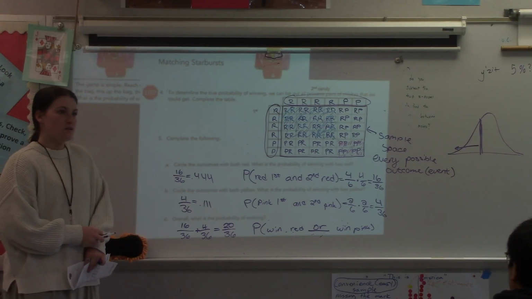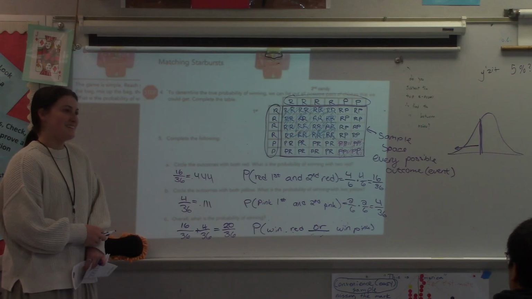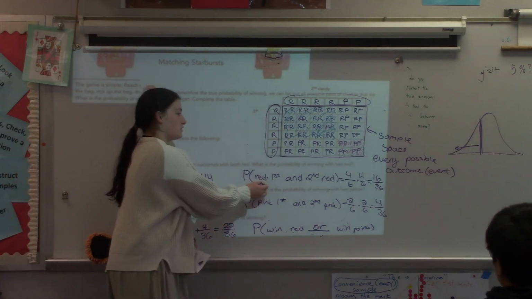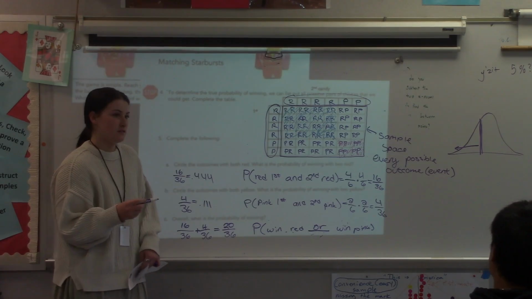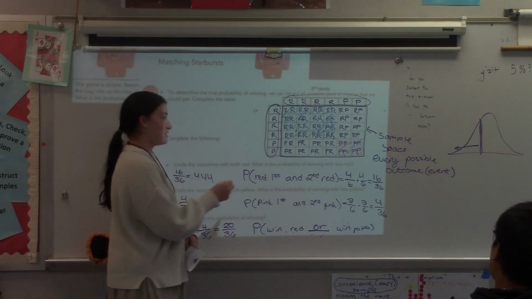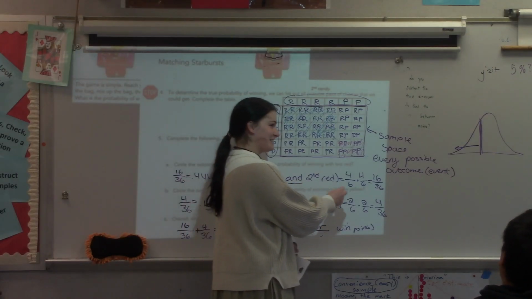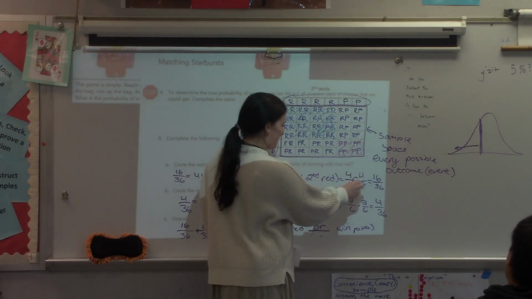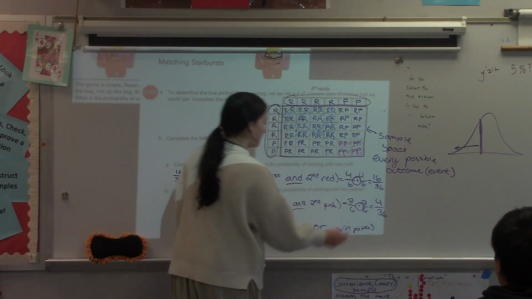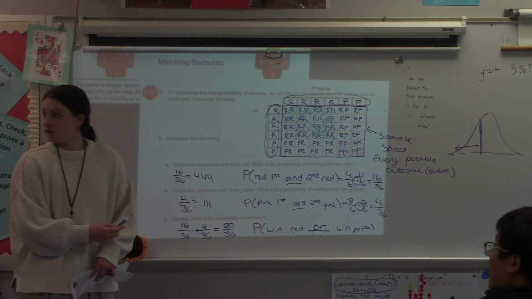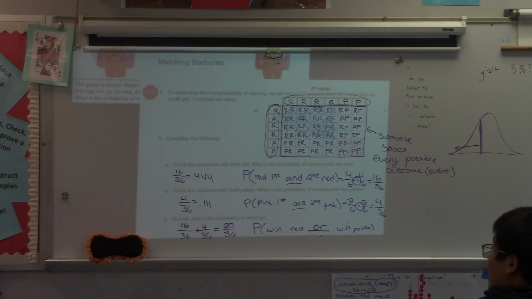When we used "and," what operation did we use? Multiplication. We multiplied. And then when we used "or," we added. Good job.